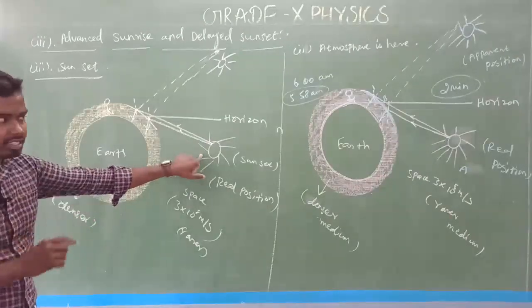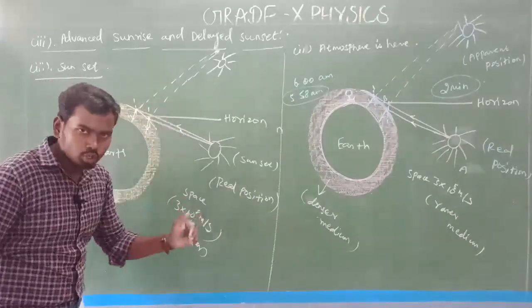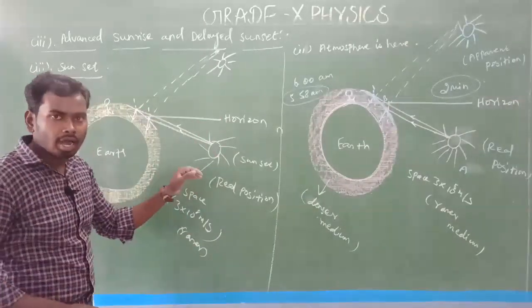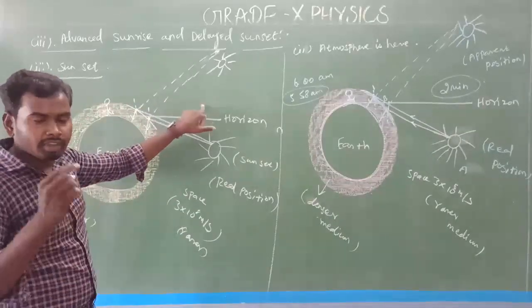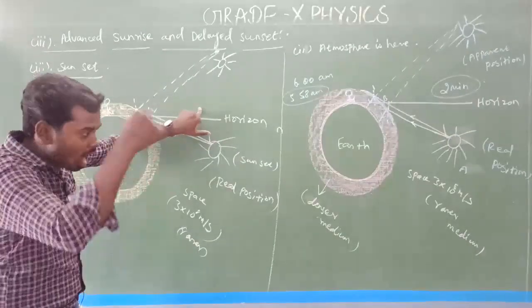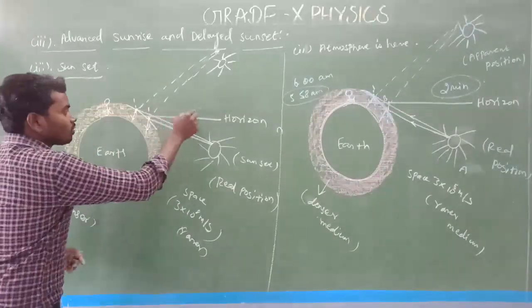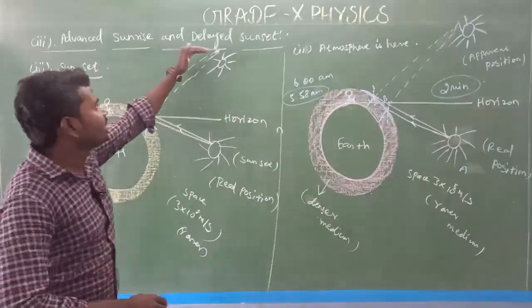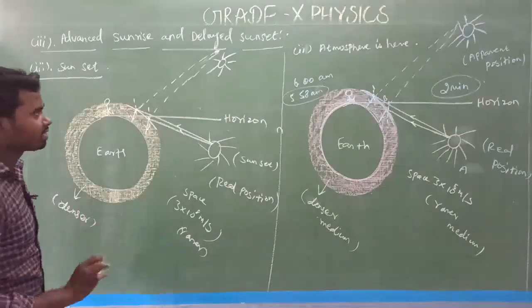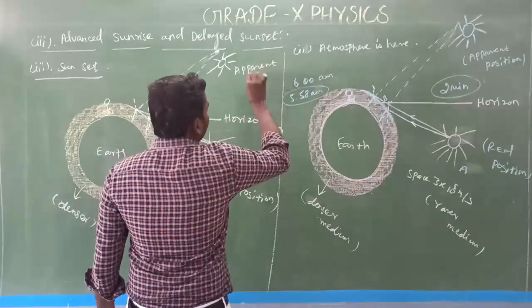That was for sunrise. This is for sunset. This is the original position of the sun. Actually, the sun goes below the horizon. But even though the sun is below the horizon, we can still see the sun's position. The sun appears to be above the horizon after sunset, even though it is below the horizon, due to atmospheric refraction. That is called delayed sunset. Is it clear? So this is the real position and this is the apparent position of the sun.